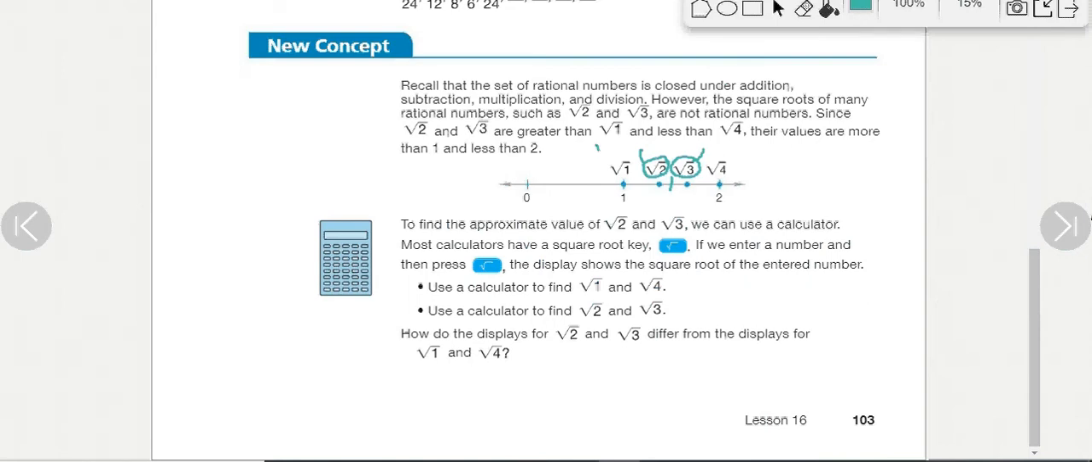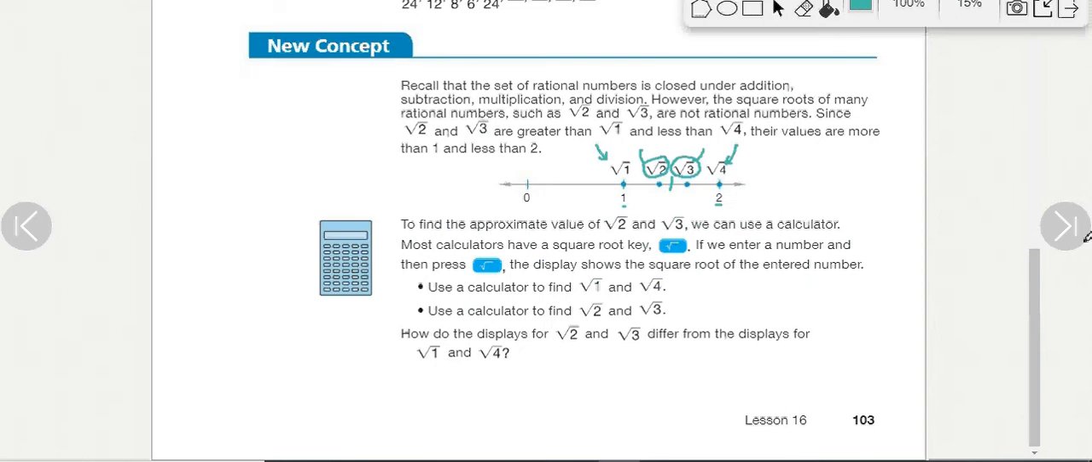Square root of 1 does terminate, and of course square root of 4 is nice and even, it's 2. So those are rational numbers. But these irrationals, we can still show them on a number line. We know where they belong, we just don't know what they are completely. So we know the where, we don't know the what.